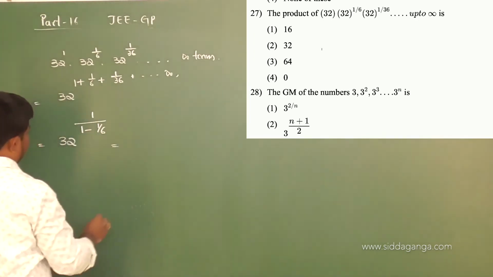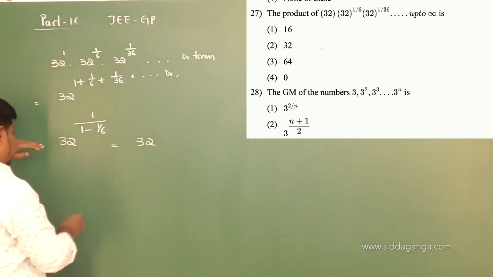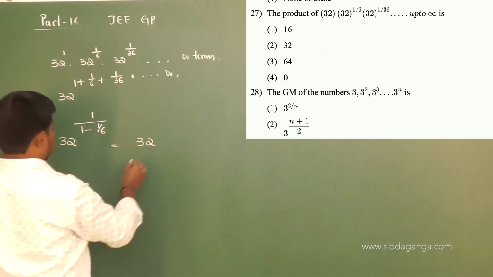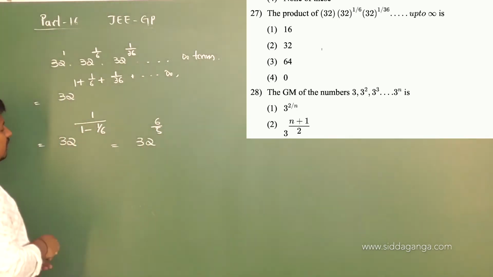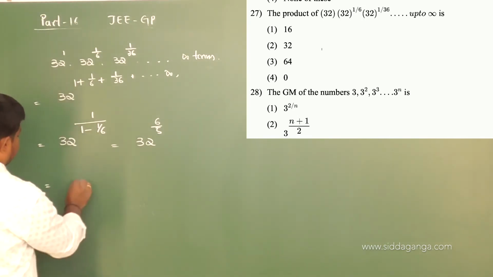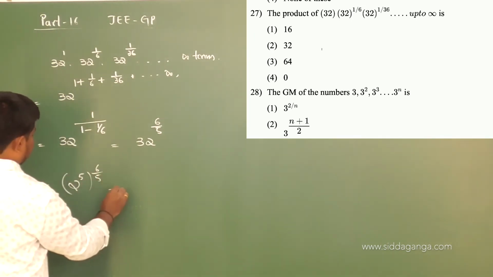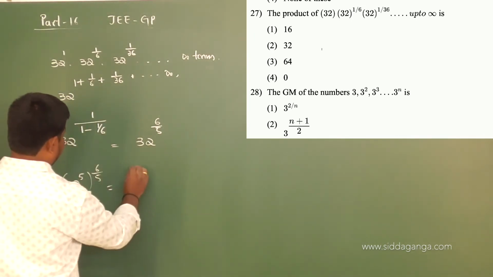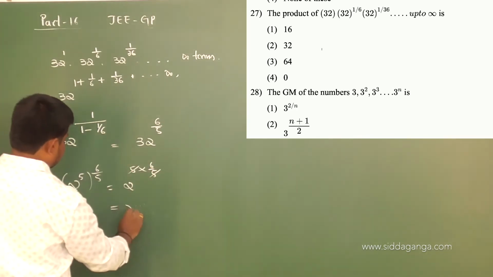And this gives 32 power of, here the LCM is 6, so 6 minus 1 is 5. So this is 6 by 5. 32 power of 6 by 5. 32 is the same as 2 power of 5, right? So 2 power of 5, whole power of 6 by 5. This gives 2 power of 5 into 6 by 5. So you get 2 power of 6.